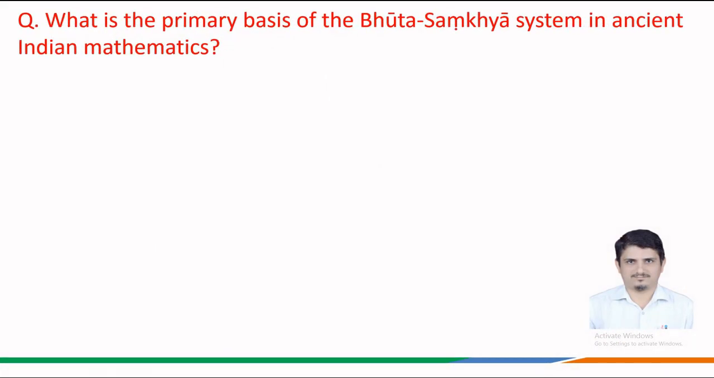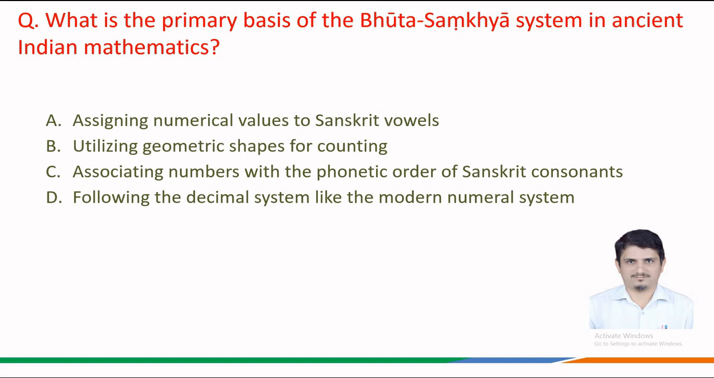Next question is, what is the primary basis of the Bhut Sankhya system in ancient Indian mathematics? The given options are option A, assigning numerical values to Sanskrit vowels, B, utilizing geometric shapes for counting, option C, associating numbers with the phonetic order of Sanskrit consonants, option D, following the decimal system like the modern numeral system.